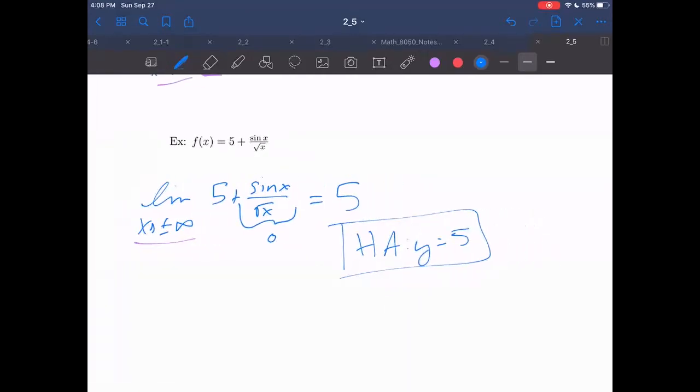Okay, and that's the same. So if x approaches positive infinity of our function, it's going to equal 5. And as x approaches negative infinity, it'll also equal 5. So we can combine them and write them that way when that's the case.